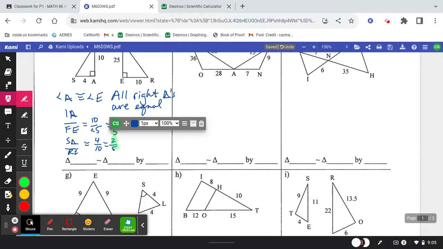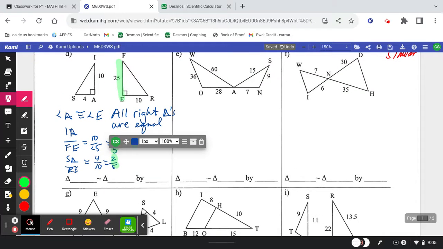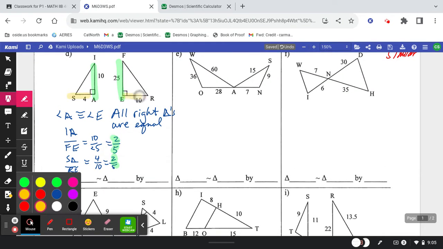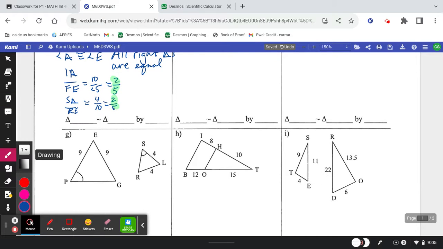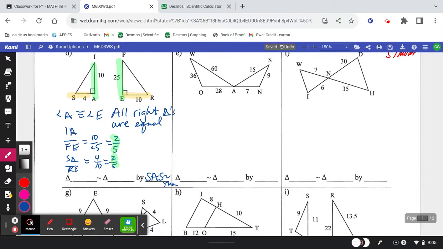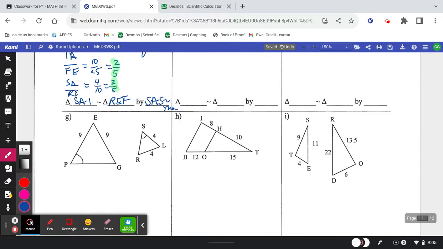So I've got an angle and two corresponding side ratios that are equal. So I can say that I have enough for similarity by side angle side similarity theorem. So triangle SAI is similar to triangle REF by side angle side similarity theorem.